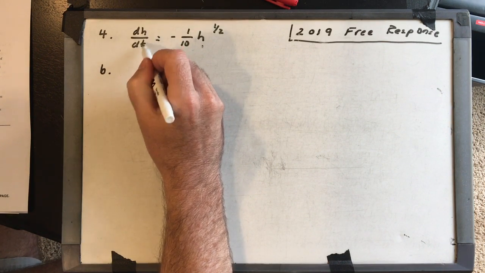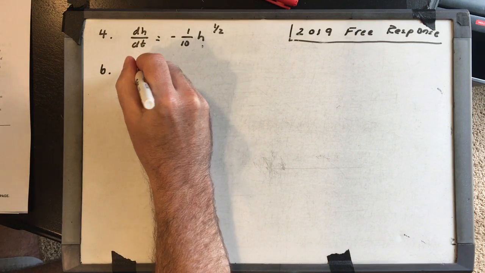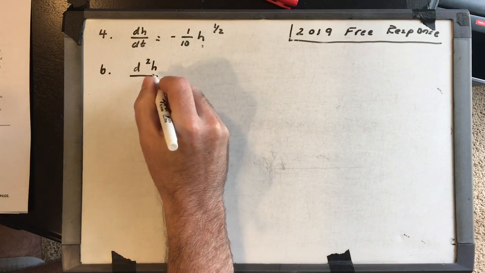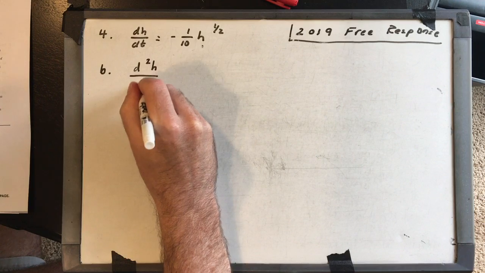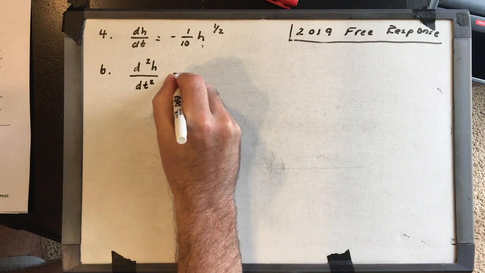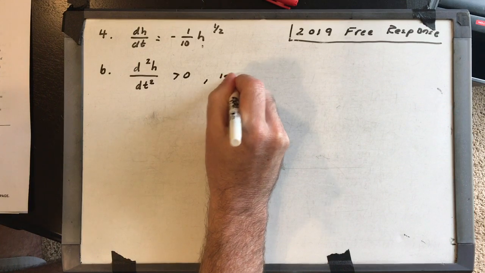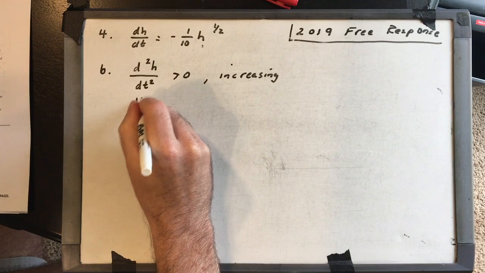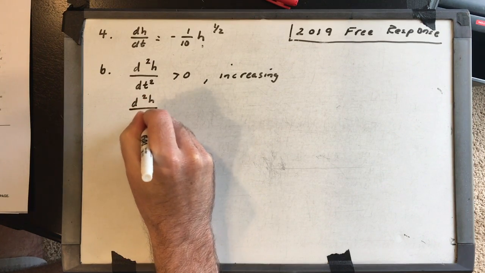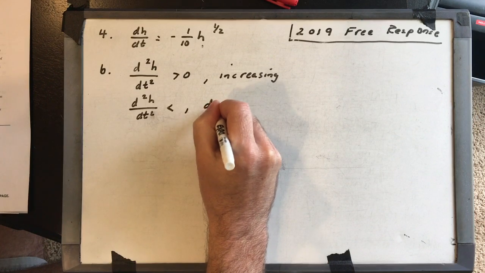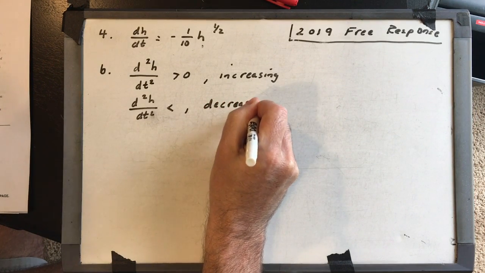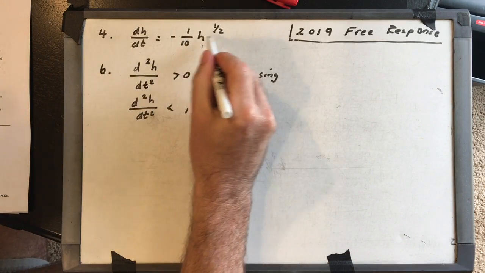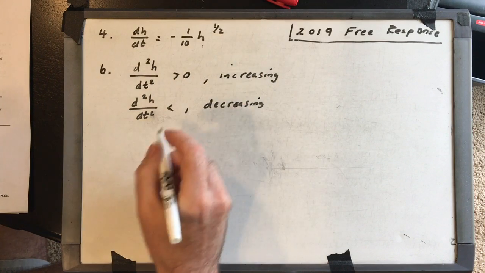Well, you have to take the derivative of dH/dt. So we need to find the second derivative. Okay, so if it's greater than 0, then it's going to be increasing. If the second derivative is less than 0, it's going to be decreasing. Okay, so let's see what the second derivative is. So we're taking the derivative of negative 1/10 h to the 1/2.